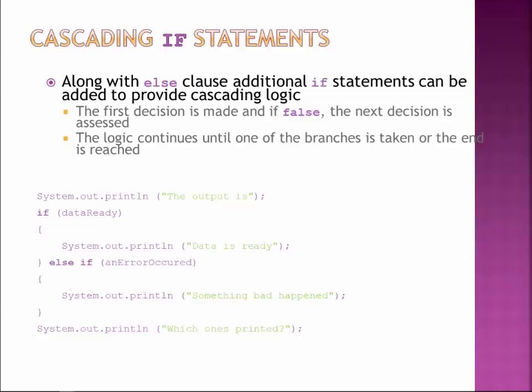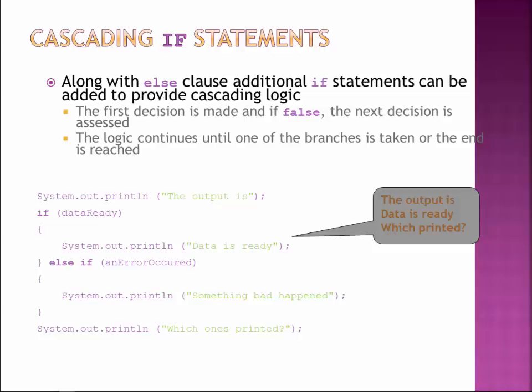The else if statement gives me an alternative. The else if only occurs if the first one isn't true. So if the data is ready, then the else if does not ever execute. What happens in that case is, we continue on. If data is ready, it says the output is data is ready, which printed. It skips an error has occurred.